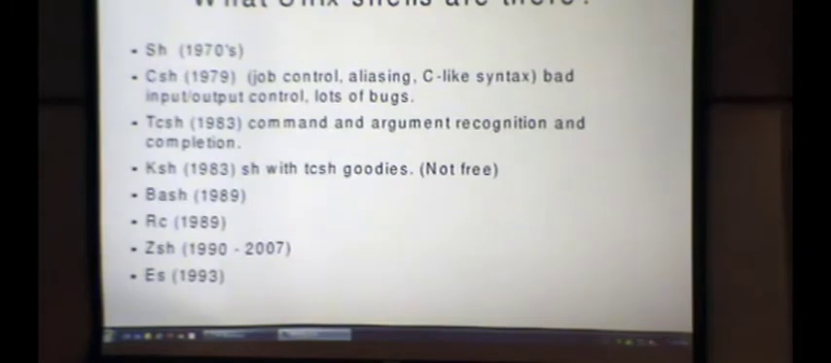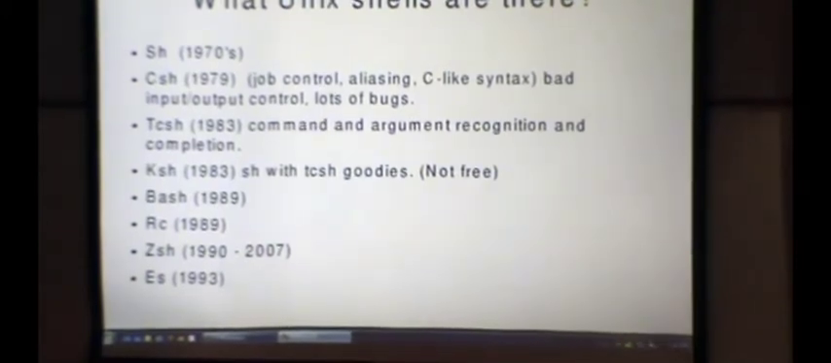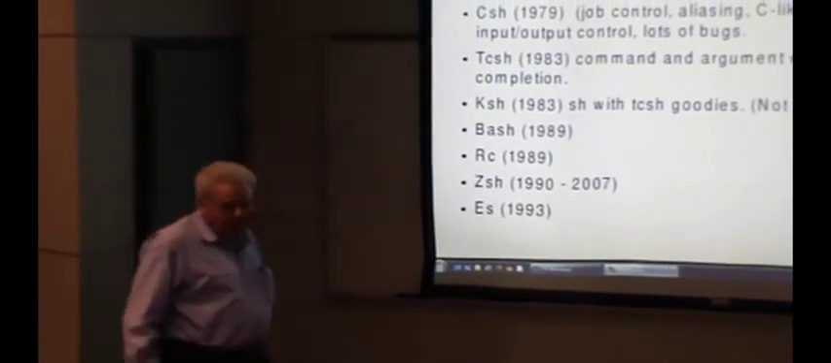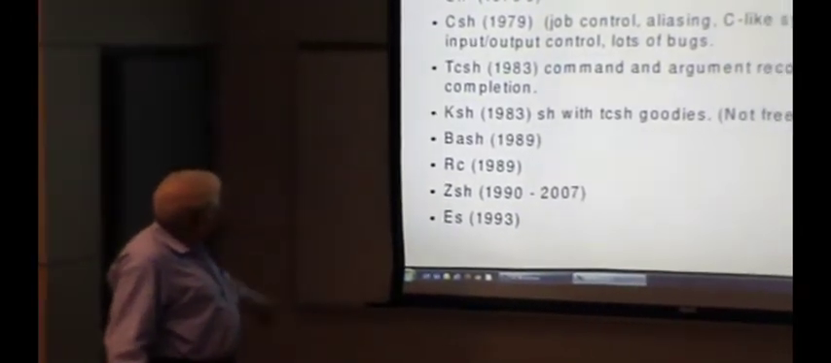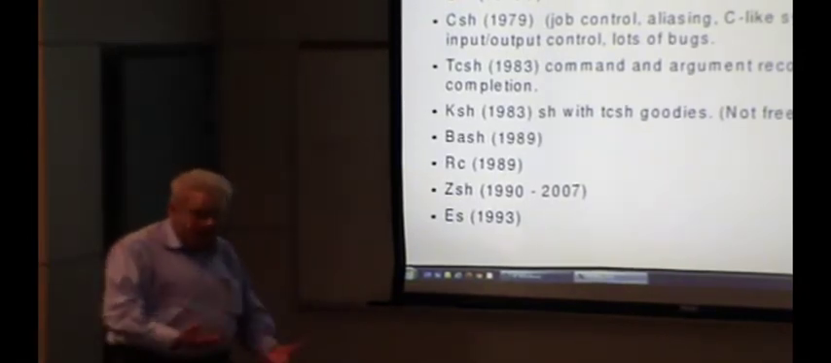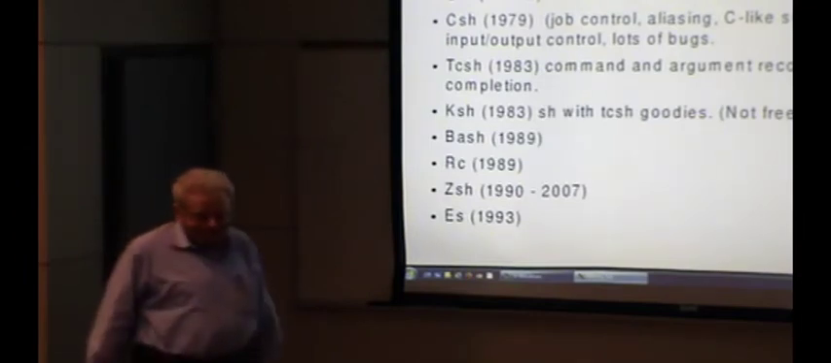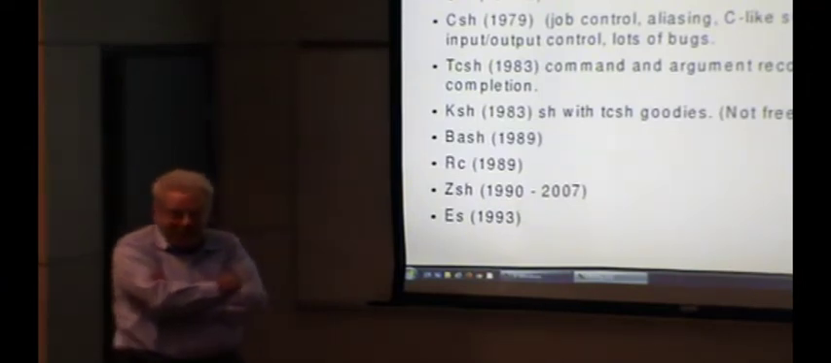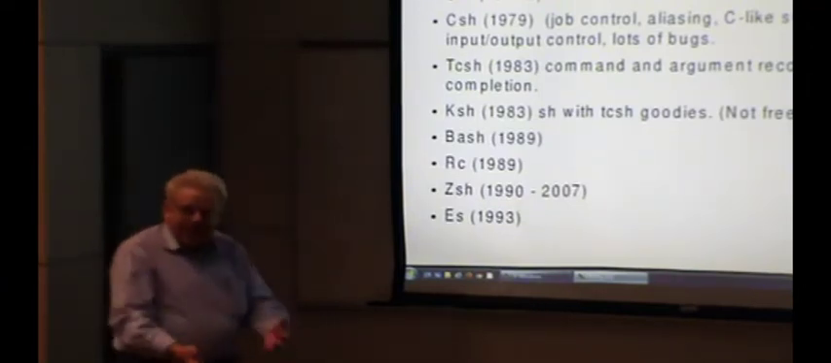Well, on the other hand, there were other people who didn't like what was going on with CSH. In particular, there was a purist at AT&T called Korn, K-O-R-N. So he wrote a variant of SH called KSH. And he unleashed that on the world. Unfortunately, he didn't really unleash it. He just simply said, here, you can have this, but you've got to pay for it.